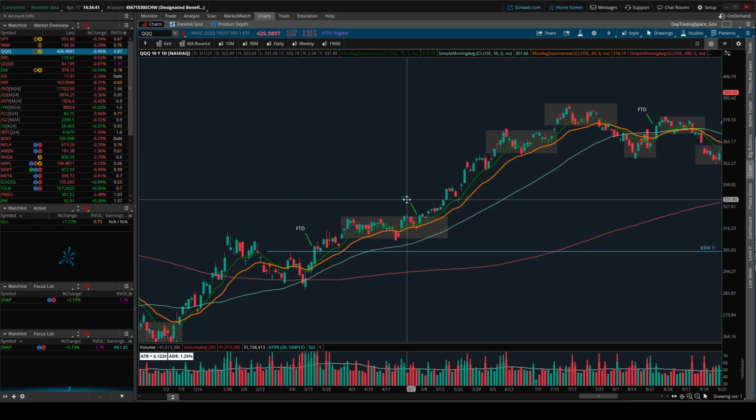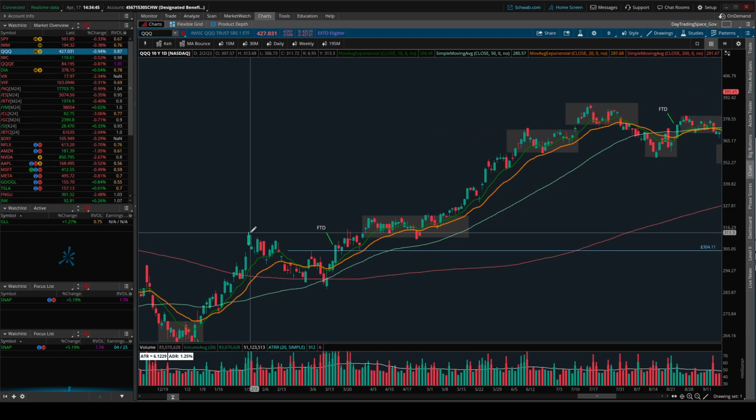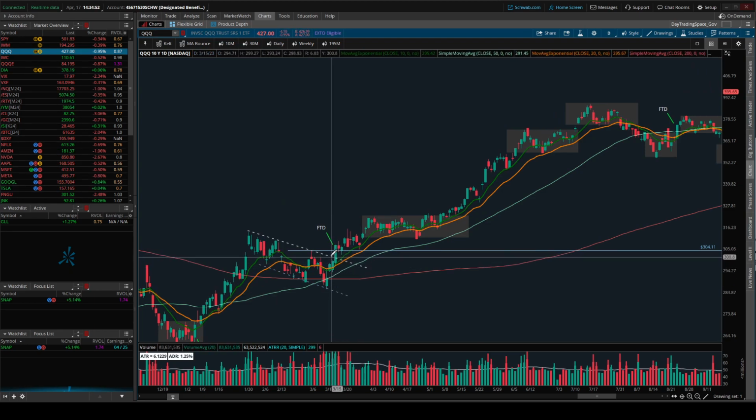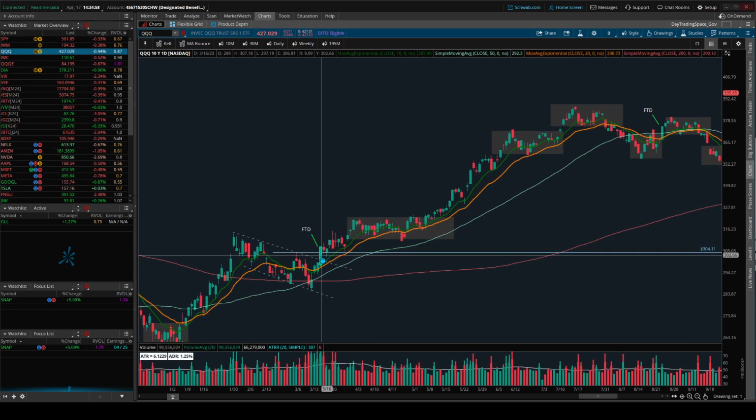This actually is not a follow-through day. We had a follow-through day here. You could see this is when we were breaking out of this deeper pullback, recapturing that downtrend line, and also taking control of the short-term moving averages. So you oftentimes see the follow-through day occurring right around the short-term moving averages.